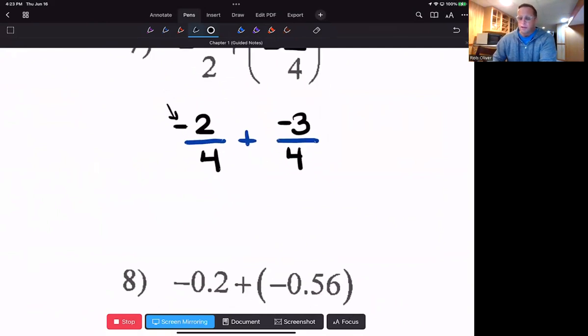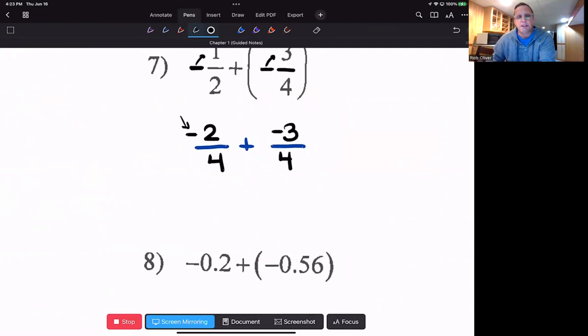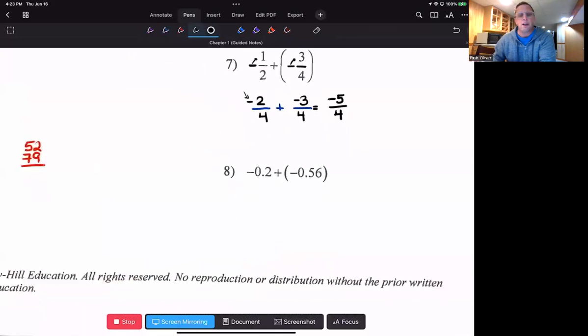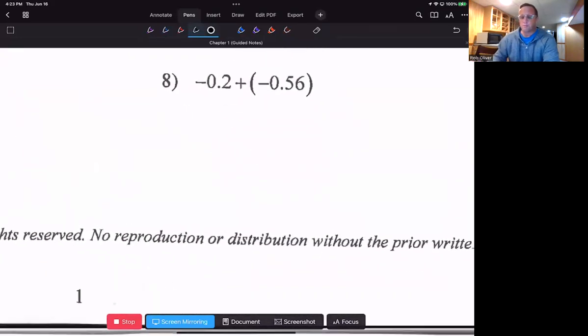But yeah, you have negative 2/4 plus negative 3/4. So now you're looking at them and know what to do with those values. Negative 2 and negative 3 makes negative 5. And then just as it always is, we're not going to add or subtract the denominators when adding or subtracting fractions. Okay, now this is just a decimal problem, and they both have the same sign, so it's no mystery here that we're going to just add those up.